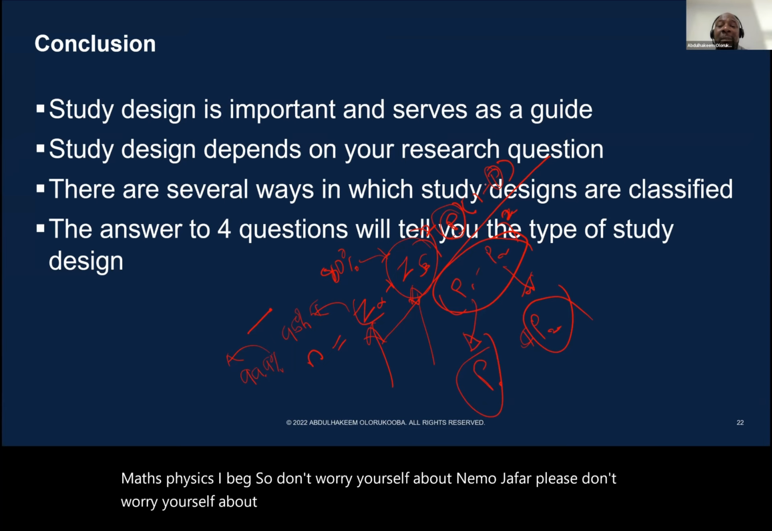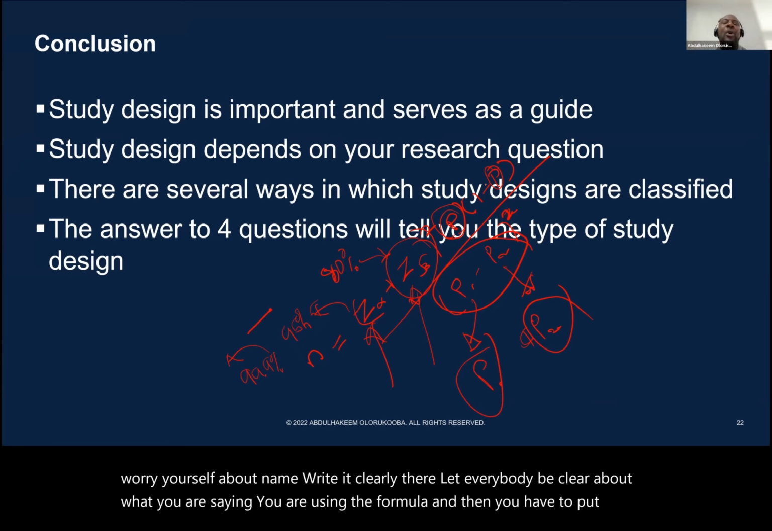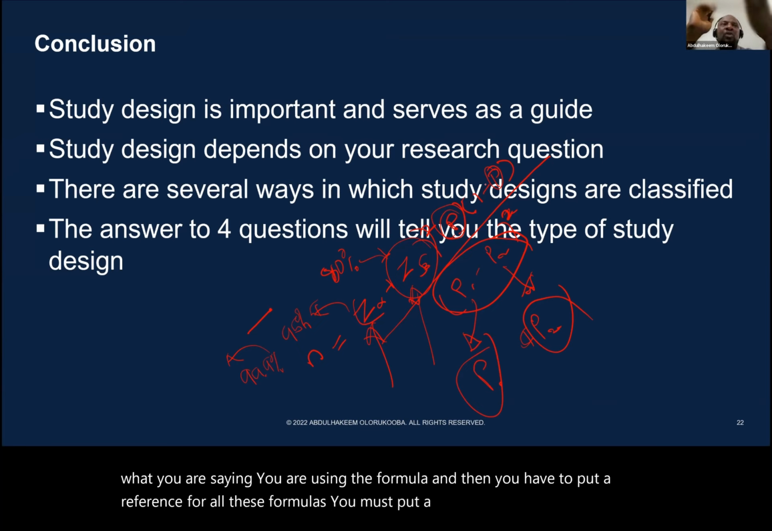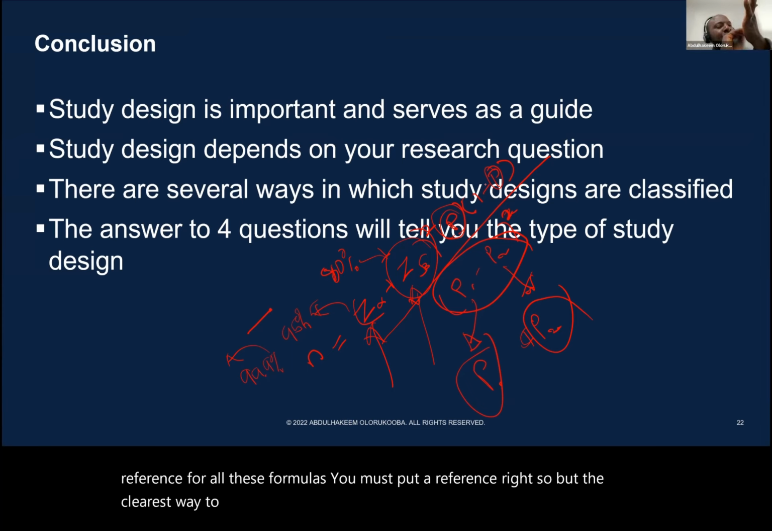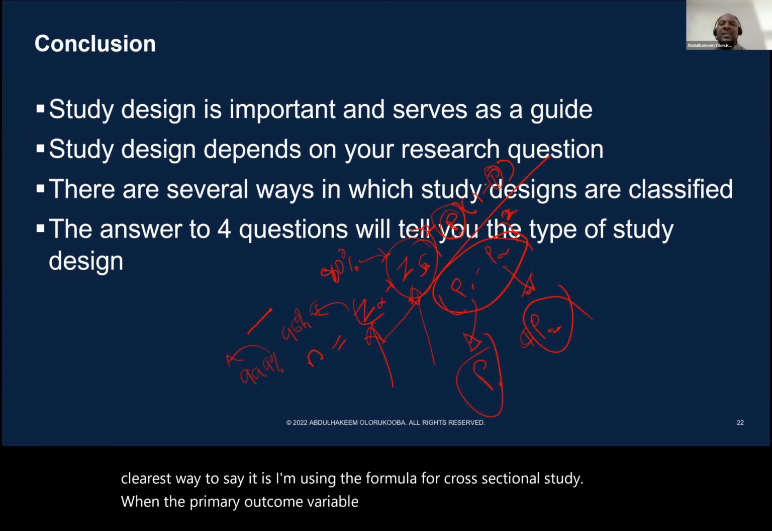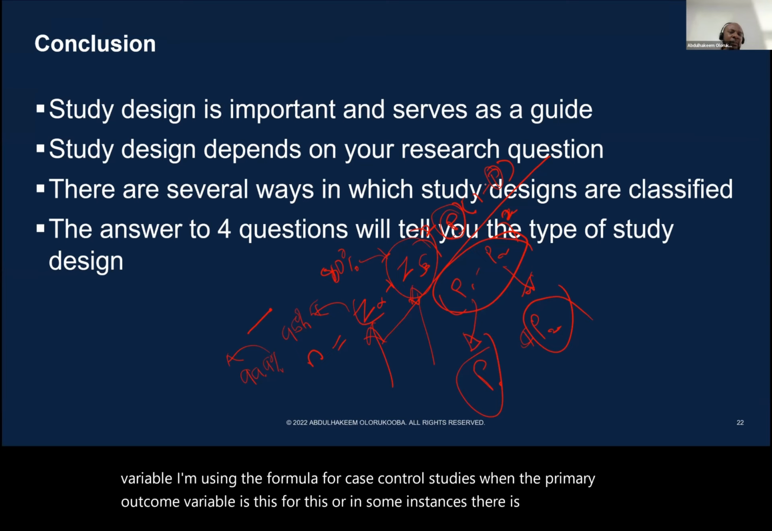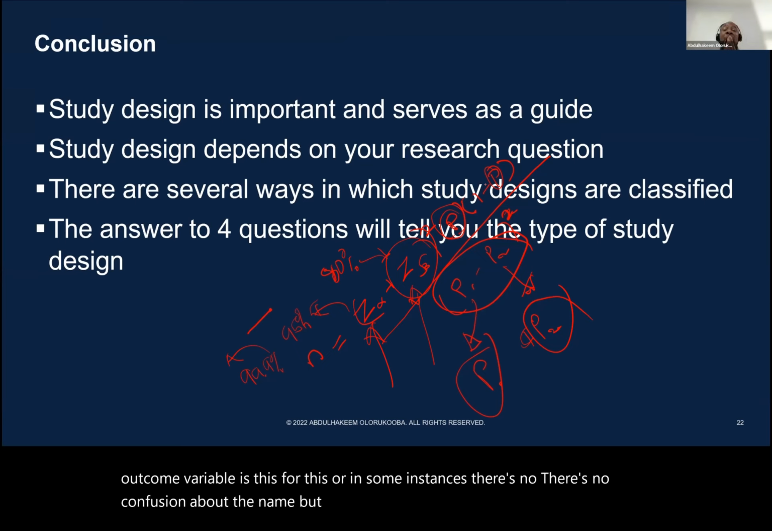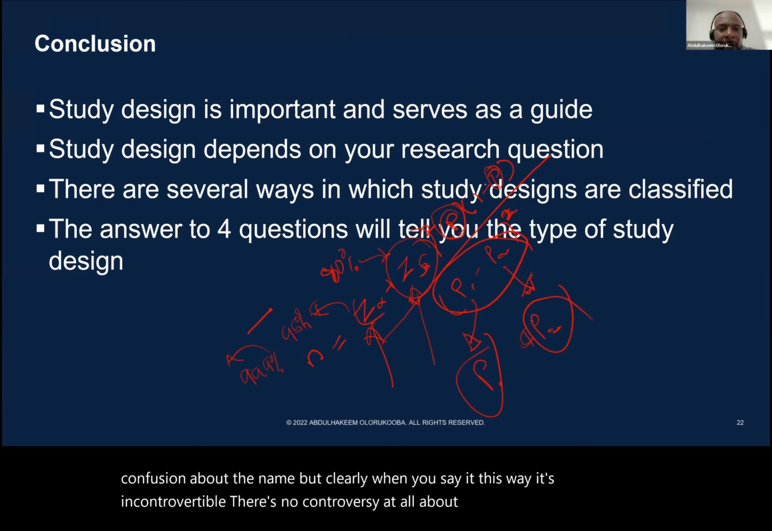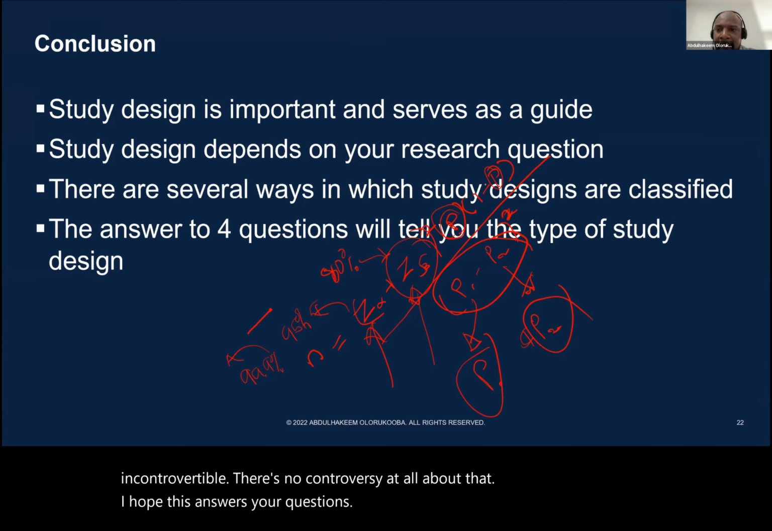Write it clearly there. Let everybody be clear about what you are saying. You are using the formula, and then you have to put a reference. For all these formulas, you must put a reference, right? But the clearest way to say it is, I'm using the formula for cross-sectional study when the primary outcome variable is a numeric variable or a quantitative variable. I'm using the formula for case control studies when the primary outcome variable is this or this. In some instances, there's no confusion about the name, but clearly when you say it this way, it's incontrovertible. There's no controversy at all about that. I hope this answers your questions. Any other questions?